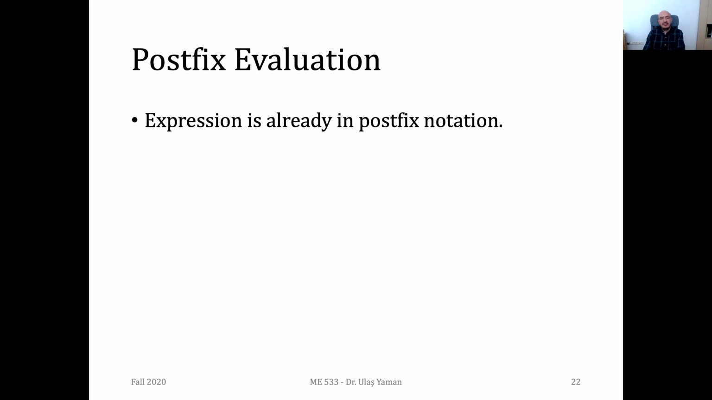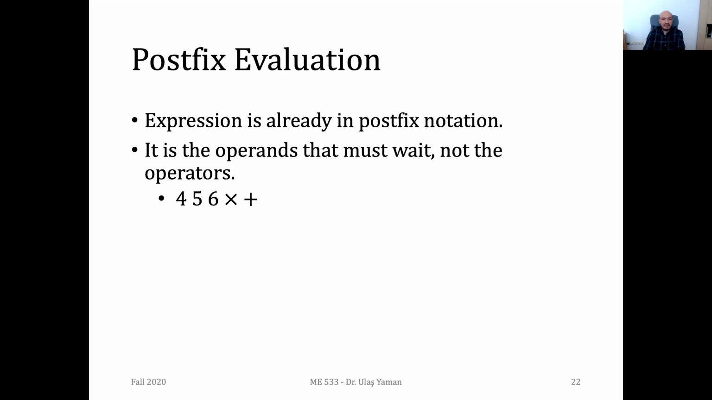So obviously, our expression is already in the postfix notation. So this time, as opposed to the conventional way, the operands will wait instead of the operators. While scanning from left to right, we have operand 4, operand 5, operand 6, and then we have the operator multiplication. Once we have it, we need to do the multiplication with the last two operands in our, let's say, stack data structure.